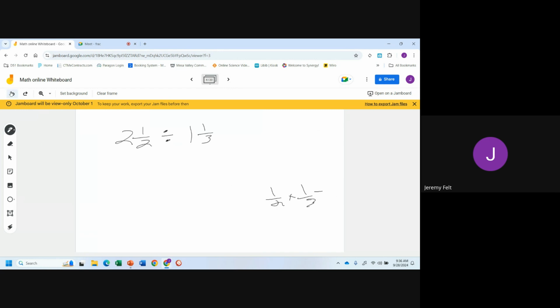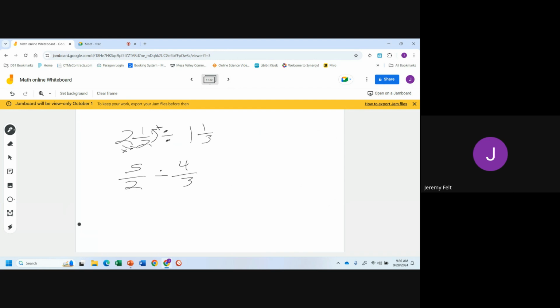For the next one, this is a mixed number, so I'm going to need to convert it to an improper fraction. How I do that is I take the whole number, multiply it by the denominator, and then add the numerator to it. Then it's still going to be over this denominator. So 2 times 2 is 4, plus 1 is 5, still over 2. Same thing over here: 1 times 3 is 3, plus 1 is 4/3.